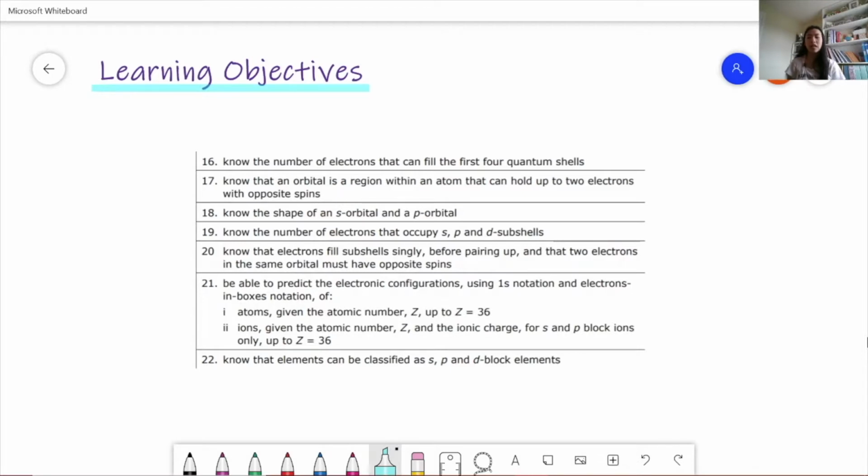We're then going to look at the number of electrons that occupy s, p and d subshells, and to know that electrons fill subshells singly before pairing up, and that 2 electrons in the same orbital must have opposite spins. We're then going to be able to predict the electronic configurations using 1s notation and electrons in boxes notation of atoms given the atomic number Z up to Z equals 36, and ions given the atomic number Z and the ionic charge for s and p block ions only up to Z equals 36. And finally, we're going to know that elements can be classified as s, p and d block elements.